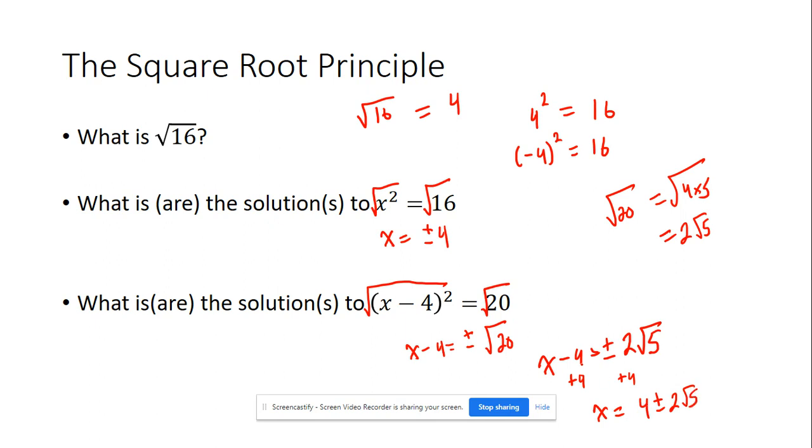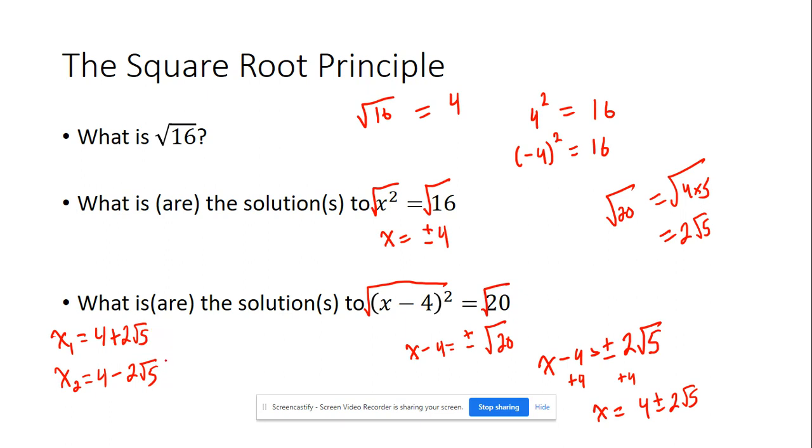So what this means is, I'll put this over here, my first solution, which is called x1, is going to be 4 plus 2 root 5. And my second solution is going to be x2 equals 4 minus 2 root 5, like this. Okay, so there's two solutions. Now we're going to keep it written like this because this is an exact value solution.